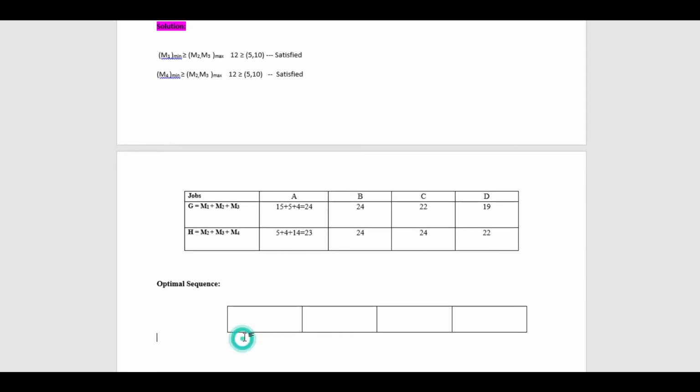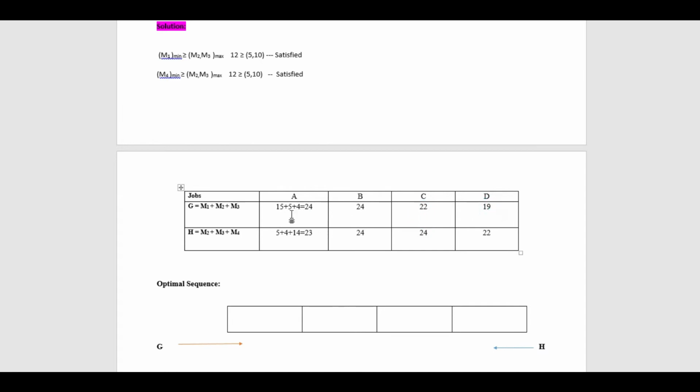Okay, so from left to right we fill up with the processing times of machine G, and from right to left it will be for H. So first, start with H. We have 24, 24, 22, 19.